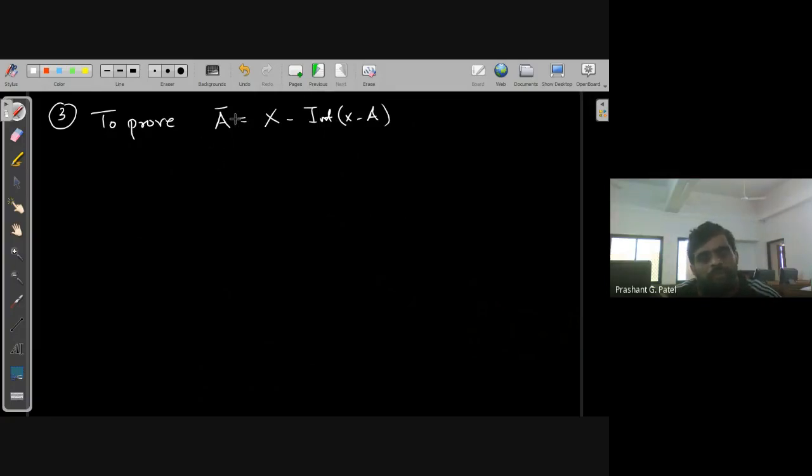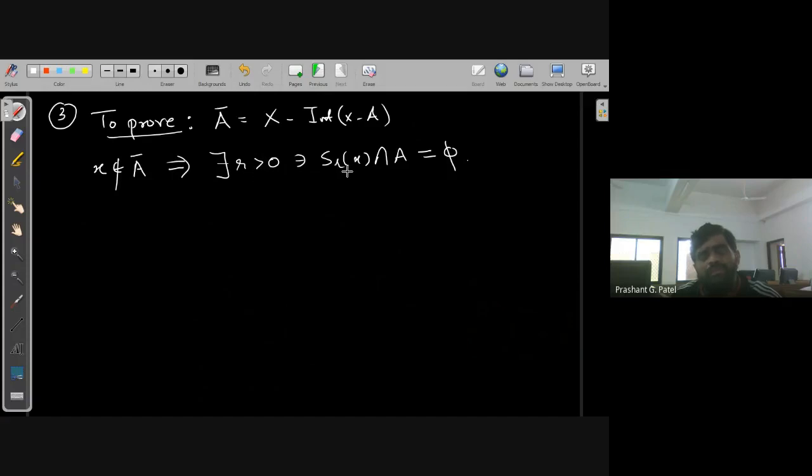So I'm trying to prove it with some other things. There are many ways to do this. I will take one point X which is not in A closure. So if it is not in A closure, by exercise 1 we can say that there exists r greater than 0 such that SR of x intersection with A is phi. That means there exists some neighborhood such that that neighborhood and A have no point in common. And this implies there exists r greater than 0 such that SR of x is a subset of A complement, again by the previous argument which we did here.